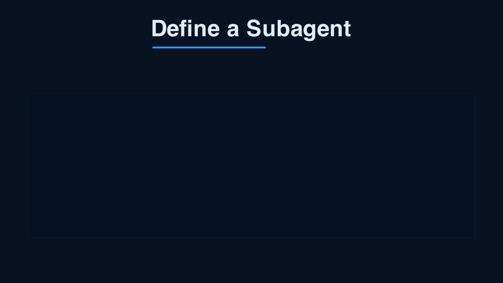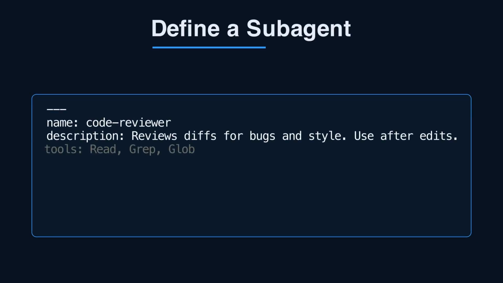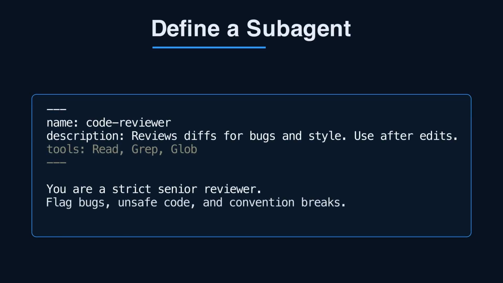A subagent is just a markdown file with a small header. Set a name, a description, and the tools it may use. The description tells the main agent when to delegate to it. Restrict tools so a reviewer cannot accidentally edit files. Store these in .claude/agents to share with the team. Start with 2 or 3. Do not build a zoo.